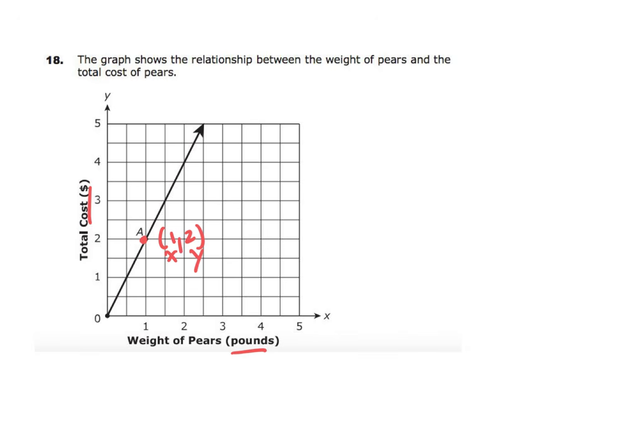So looking at the answer choices, A says the cost of one pear is $2. Well, it's not just one pear, it's by pounds. So it's 1 pound is $2. Then it says the cost of 4 pears is $2. That's not correct. And C says the cost of 1 pound of pears is $2. Yes, that is correct.